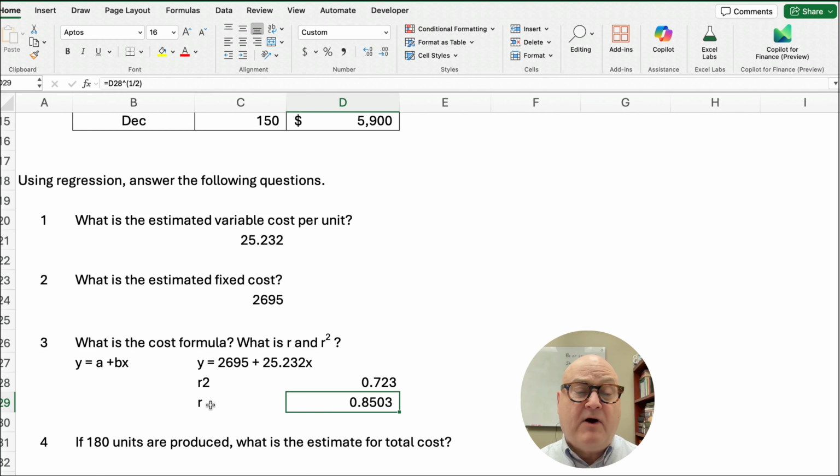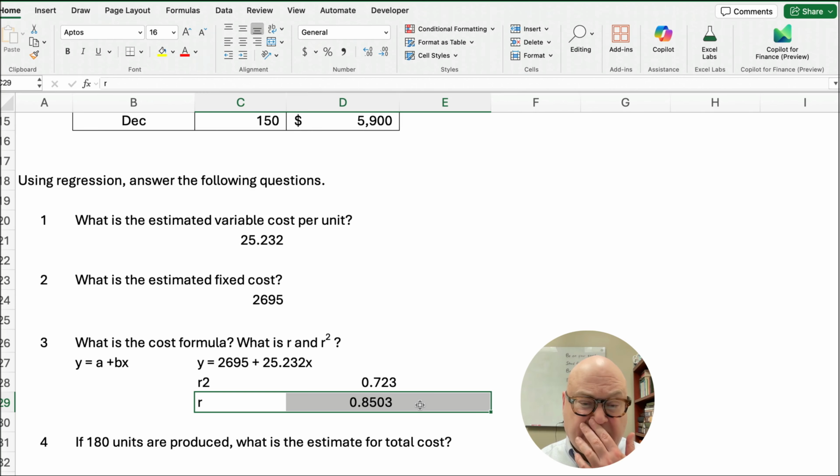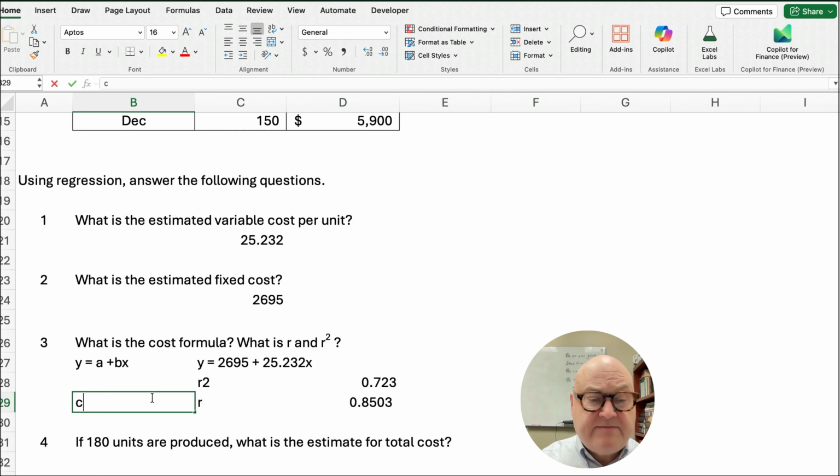All right, so our R is our correlation. And so these numbers are correlated like 85%. It may move in the same direction. It's a positive correlation. Remember, R goes from +1 to -1. So they're positively correlated in a strong correlation. So remember, R is the correlation. The R squared is the coefficient of determination.